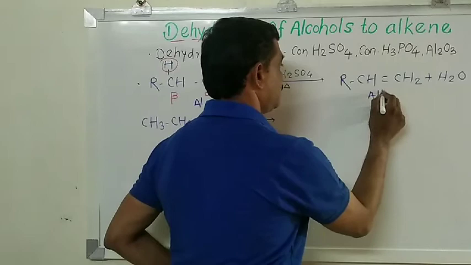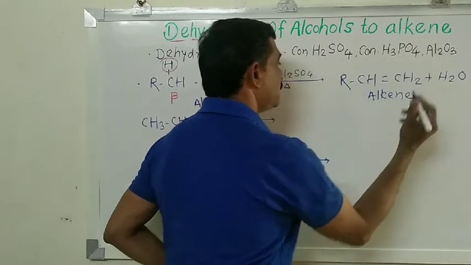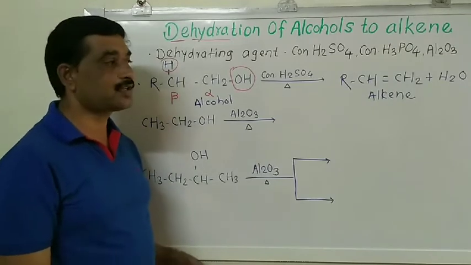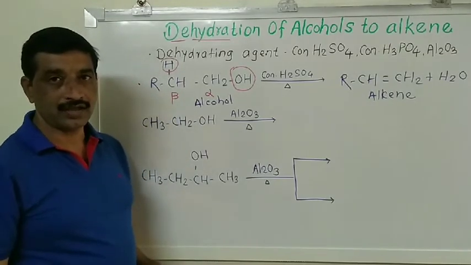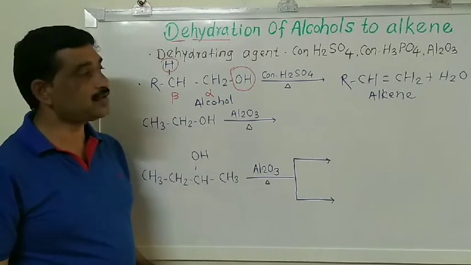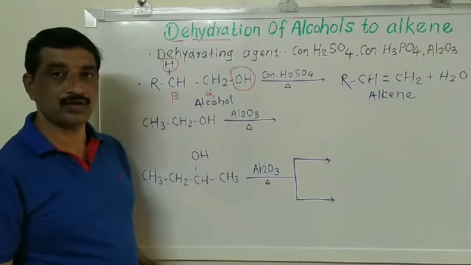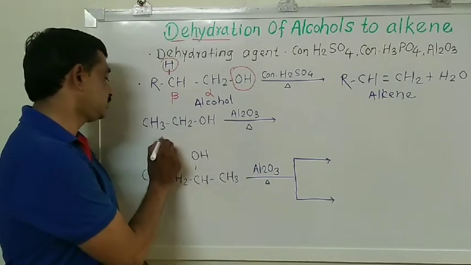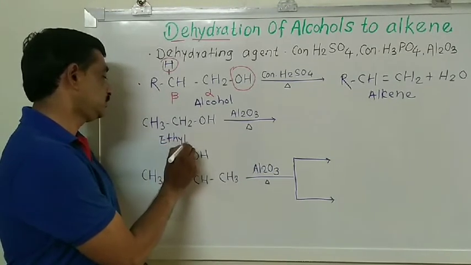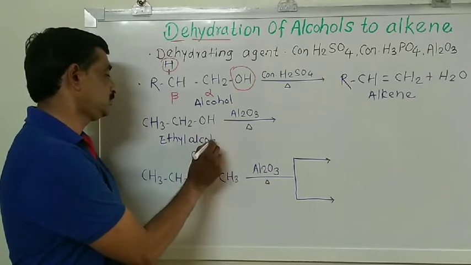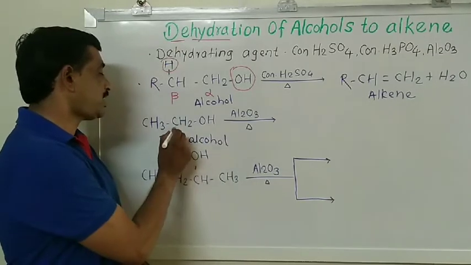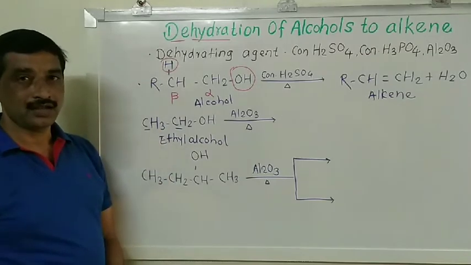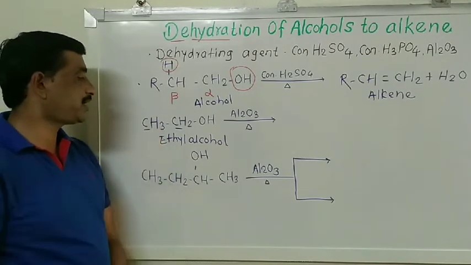So this is the alkene. So in this chemical reaction we get the alkene. We have studied this reaction in 11th standard also, in the topic hydrocarbons, when it was preparation of alkenes from alcohols. So we consider here the first example, ethyl alcohol. This carbon atom contains the OH group and this adjacent carbon atom contains hydrogen. These hydrogens are known as beta hydrogens.